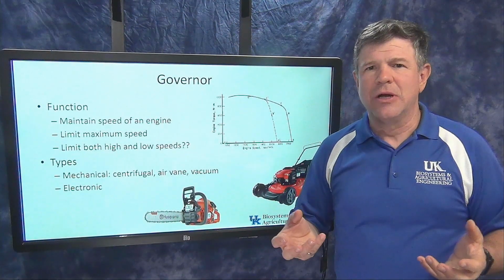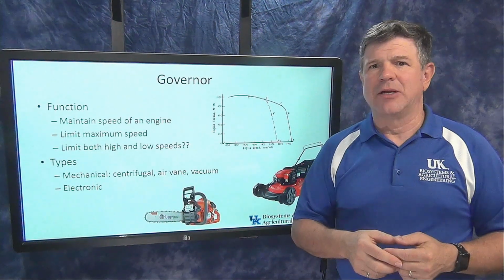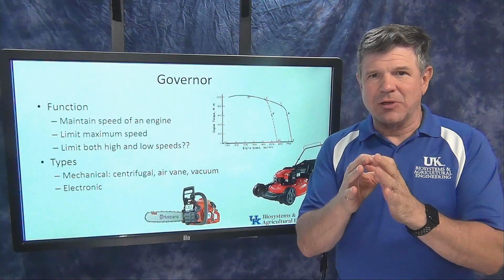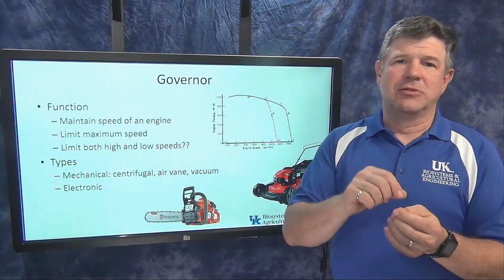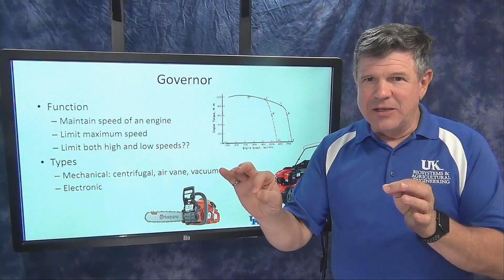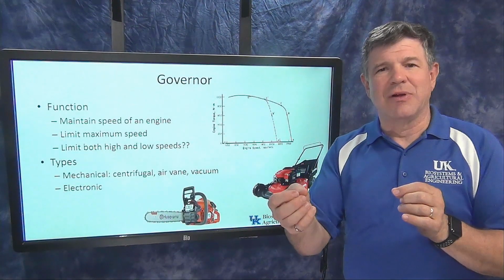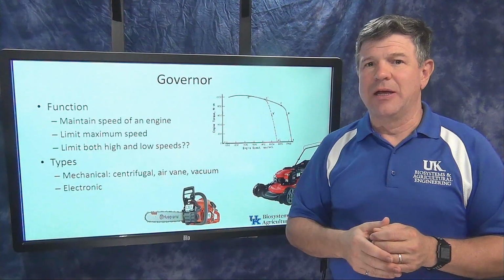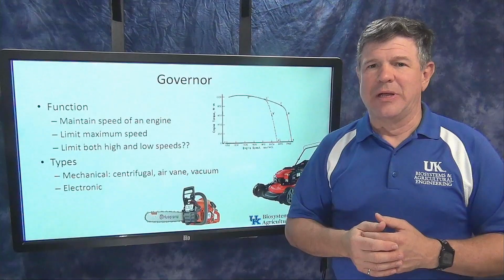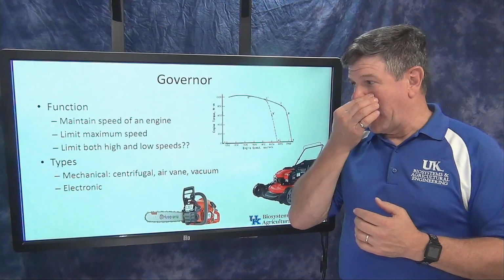So we put a sensor that senses the speed of the crankshaft. That sensor feeds into a little computer. The computer makes some decision about whether the engine's going too fast or too slow, and then it sends a signal to some other kind of electronic actuator that's going to try to speed up or slow down that engine, controlling the input on the engine. And so that's all done electronically.